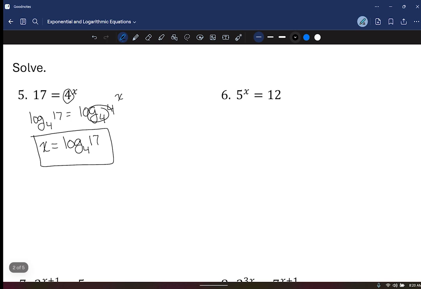Same thing here. I have a 5 and a 12. 5 is a prime number, so I can only write it with a base of 5. 12 only has 2, 3, and 6 that go into it, and 12. So 5 doesn't go into 12 at all. I can't make it with a base of 5.